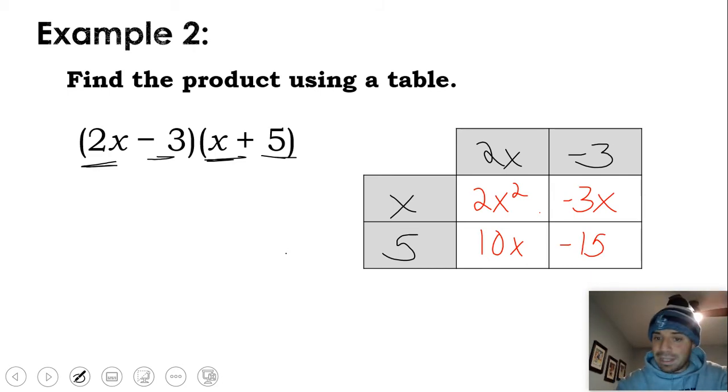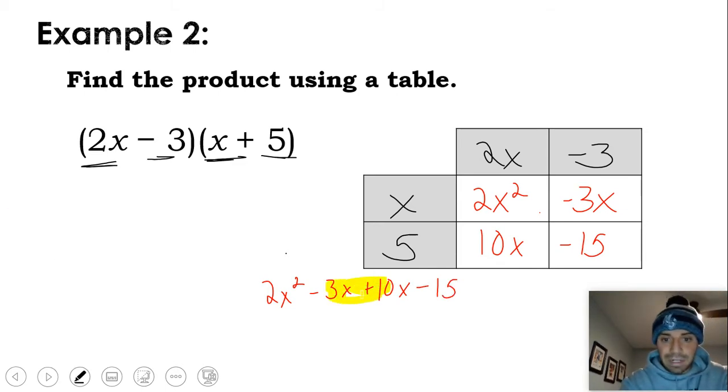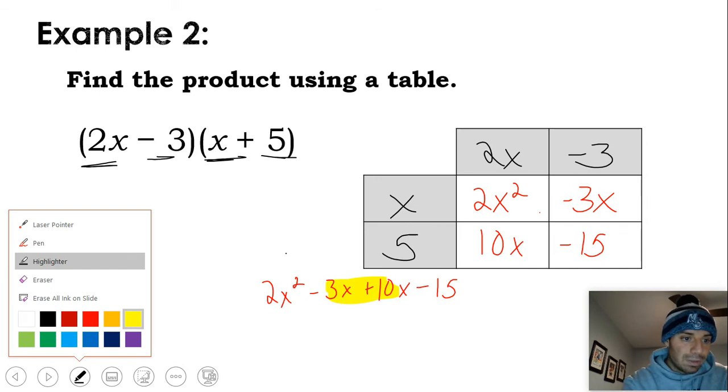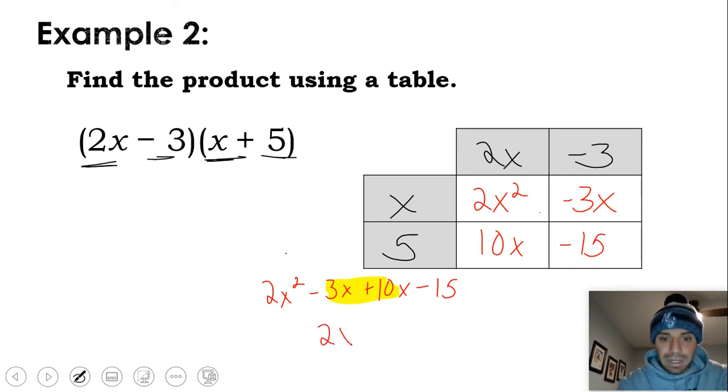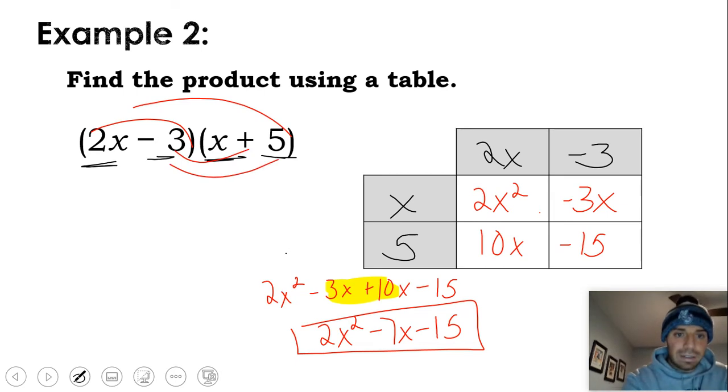And again, it's the same thing here. Now let's just write it all out. It's just a different way to see it. 2x squared minus 3x plus 10x minus 15. Got to combine right in here. Those are my only like terms. So I end up getting 2x squared minus 7x minus 15. I'd get the same exact answer if I wanted to use the FOIL technique. Whichever way you want to do it, whichever way you're more comfortable, go with that route.